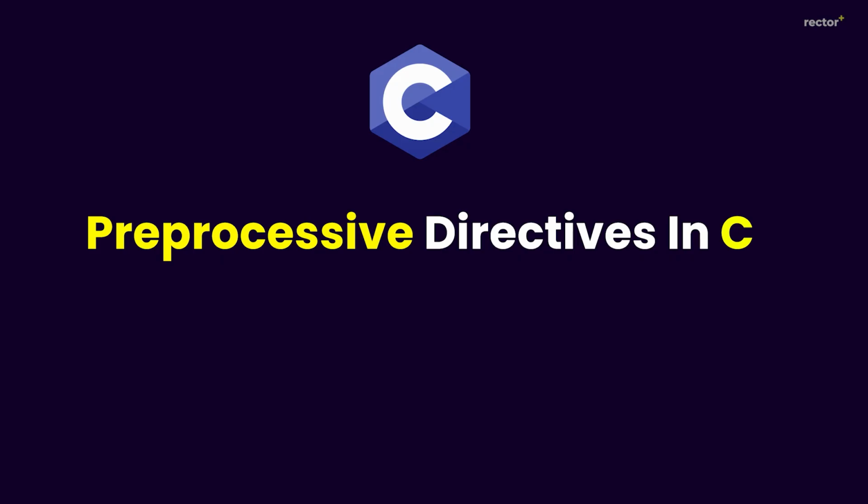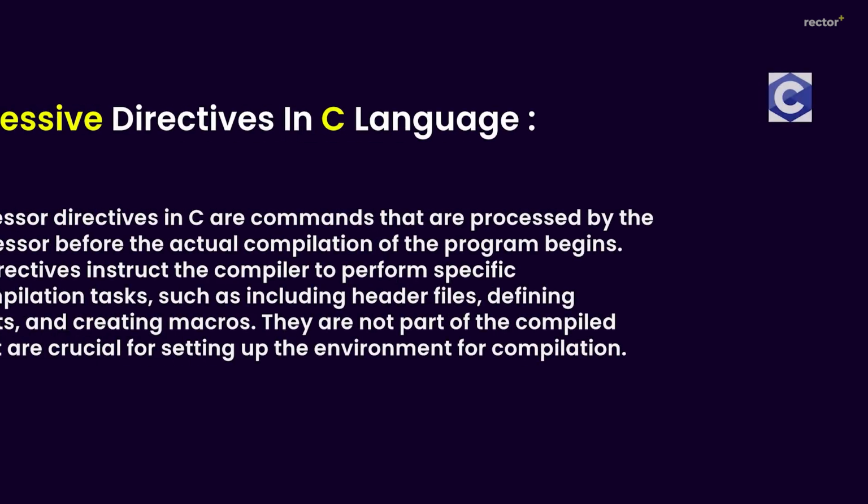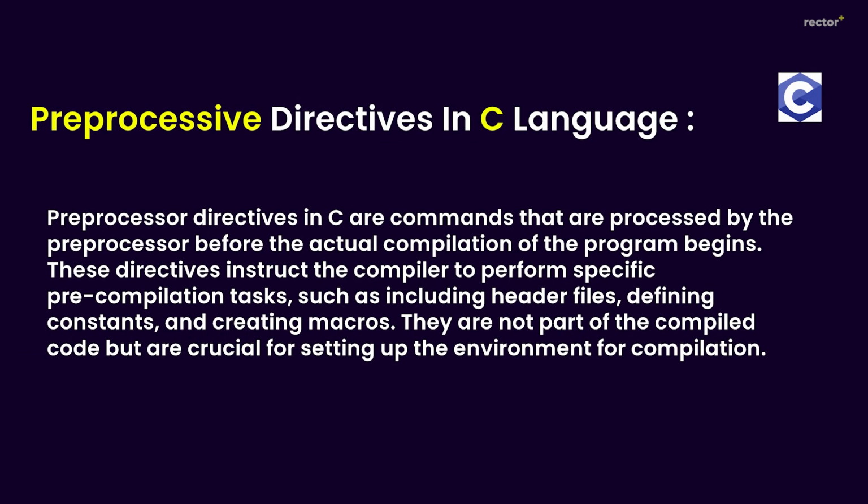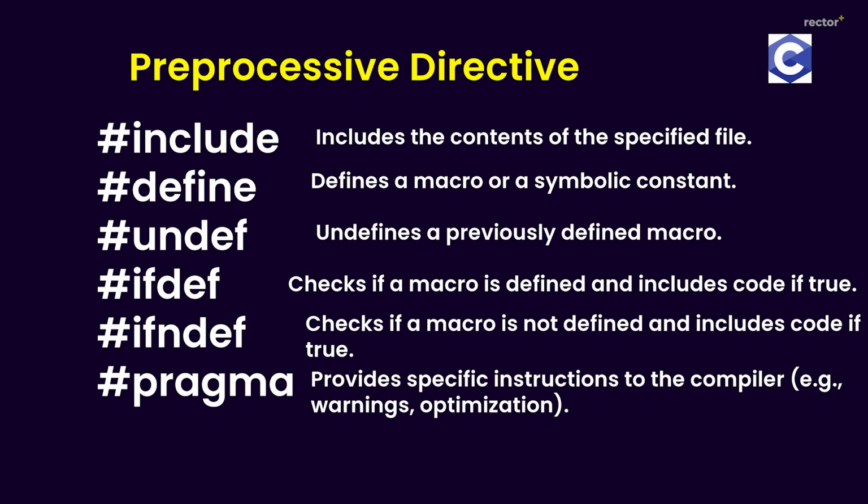Now, let's see preprocessor directives in C. The preprocessor directives are instructions that are processed before the actual compilation of code. These directives begin with hash and are handled by the preprocessor. Various types of preprocessor directives. First one, file inclusion. It defines #include.